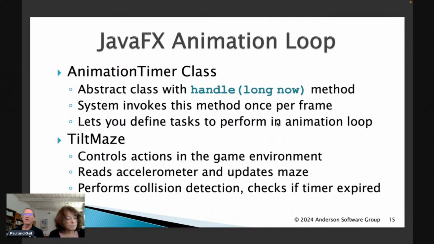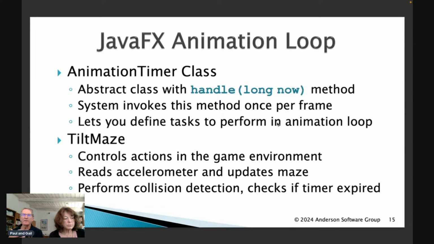Okay, next we want to talk about the JavaFX animation loop. This is the heart of our Tilt Maze game. It is an animation loop which we implemented with the JavaFX AnimationTimer class. Now, in JavaFX, AnimationTimer is a public abstract class, and that means that you have to extend this class and then override the public abstract handle method, which has one argument representing the current time.